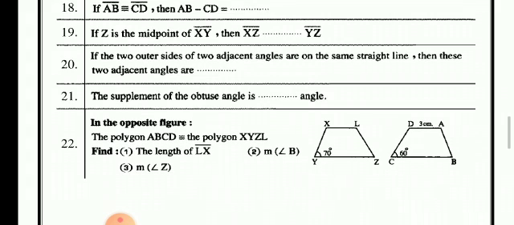Z is the midpoint of XY. So XZ is congruent to YZ because we have the sign of line segment. If the outer sides of the two adjacent angles are on the same straight line, then these two angles are supplementary. The supplement of an obtuse angle is, excellent, an acute angle.